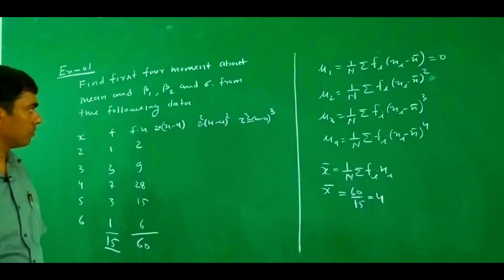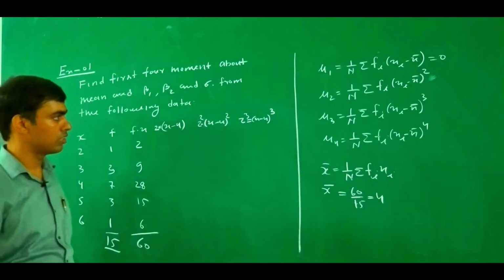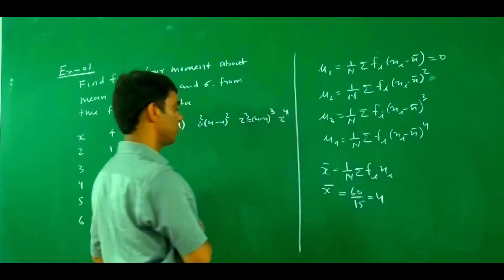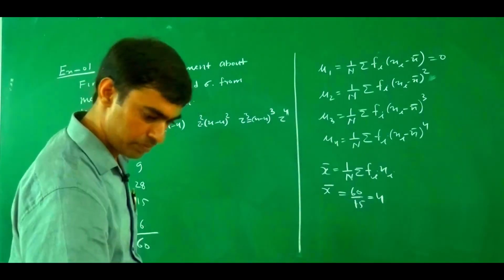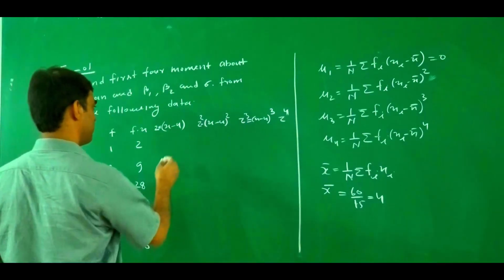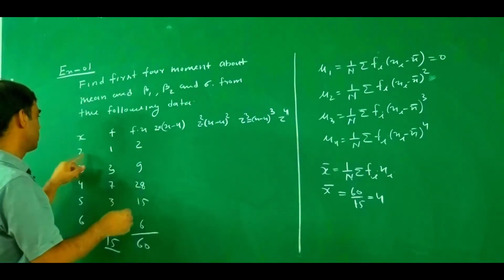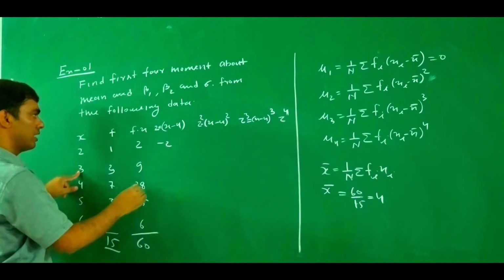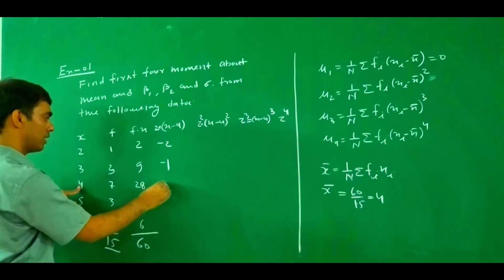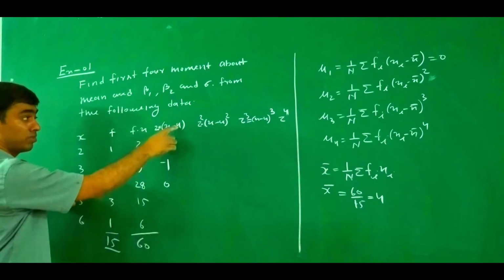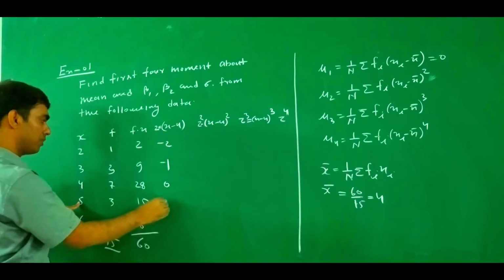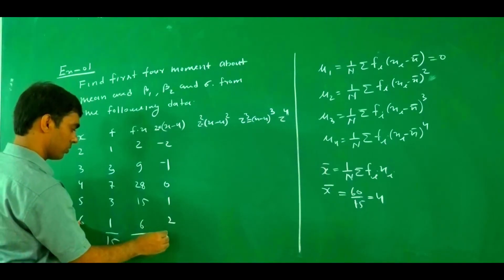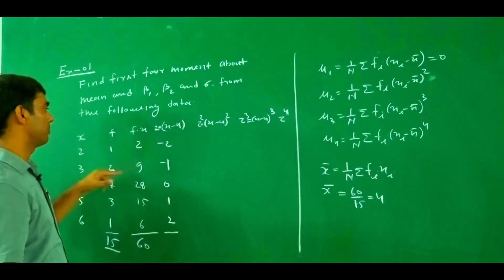So here there is also a need to find the value of z to power 4. So here we find z to power 4 also. What is the value for z? Here z is x minus 4. 2 minus 4 becomes minus 2. 3 minus 4 is minus 1. 4 minus 4 is 0, because the mean is 4. 5 minus 4 is 1. 6 minus 4 is 2.